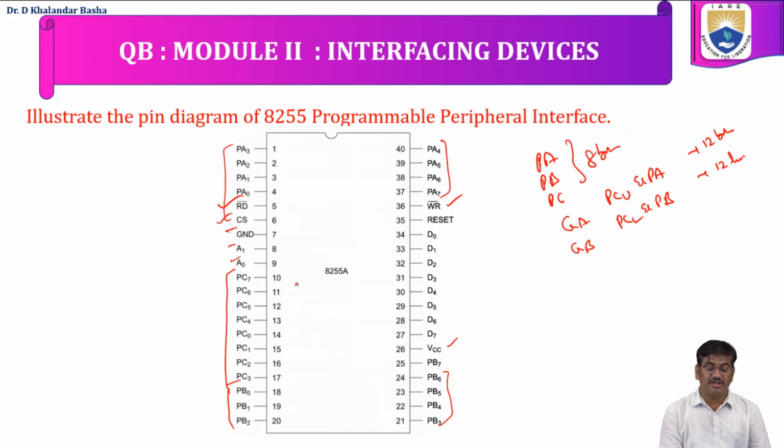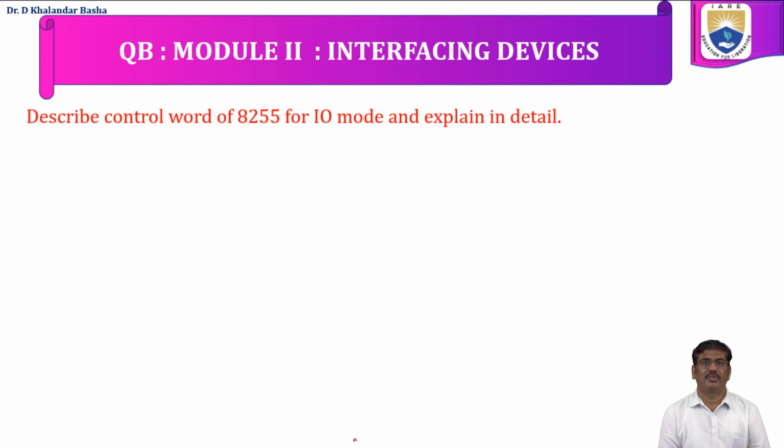To enable the 8255 chip, we give the chip select as 0 because it is an active low signal. Next, the 8 pins of the data bus of the 8086 processor are connected to the D0 to D7 pins of 8255. To bring the system to a known state, we have a reset.